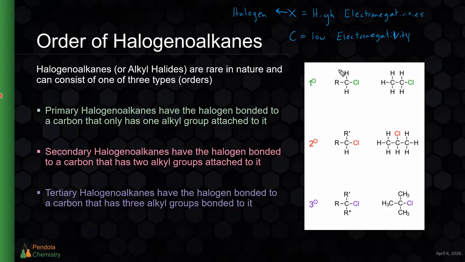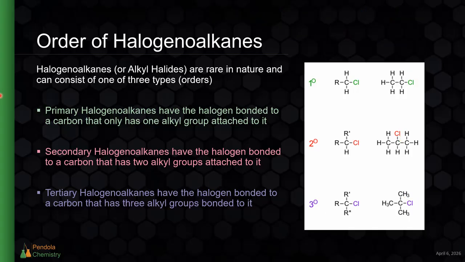So because of that, a halogen-carbon bond is often polar, with the chlorine, or any halogen, being partially negative, and the carbon being partially positive. That's always going to be the case. And that's what makes halogenoalkanes so reactive, the polarity between the carbon and the halogen. But we'll see more about this as we go into the different reactions.